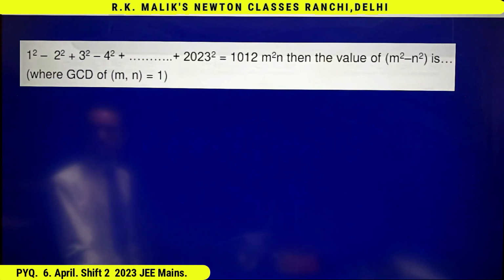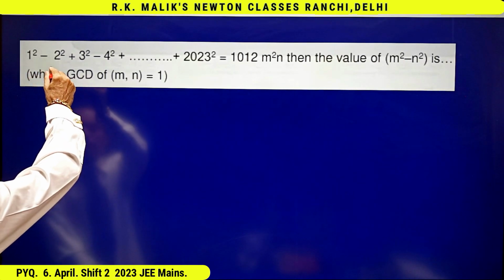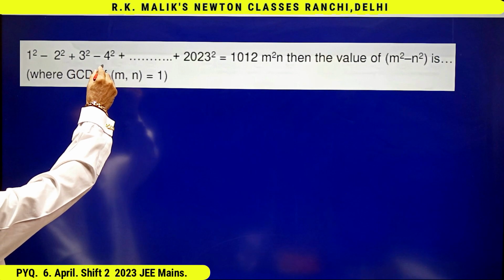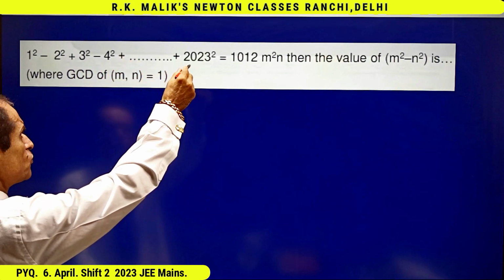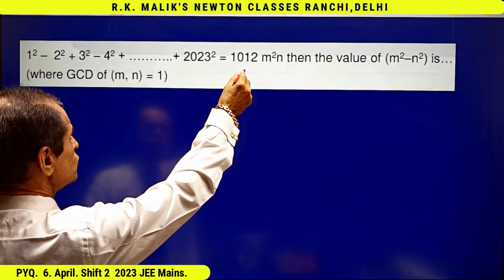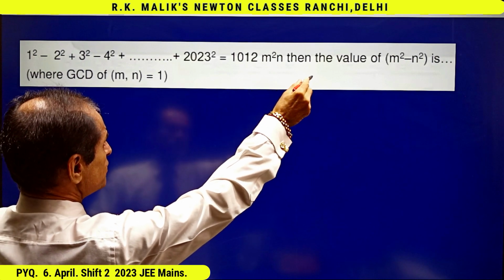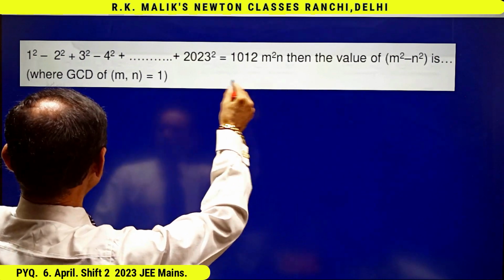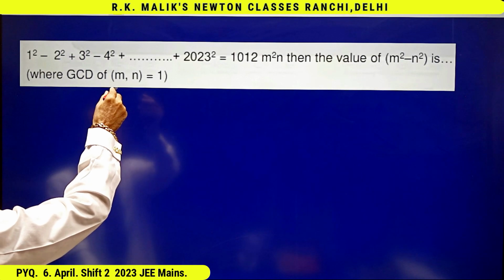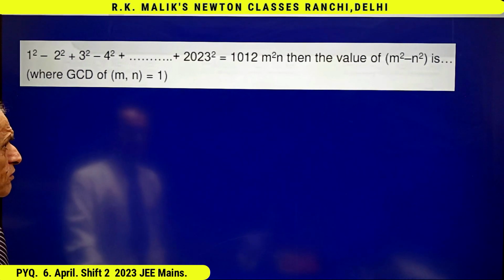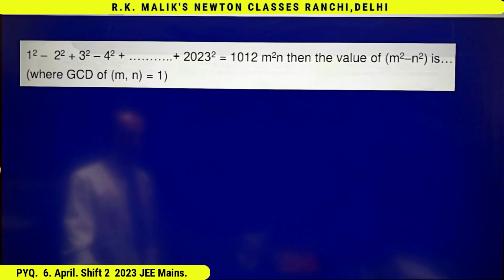In this question, it is given that 1 square minus 2 square plus 3 square minus 4 square plus up to 2023 square equals 1012 into m square n, then find the value of m square minus n square, where GCD of m and n is equal to 1. To do this question, first I will do an easy question of similar form.